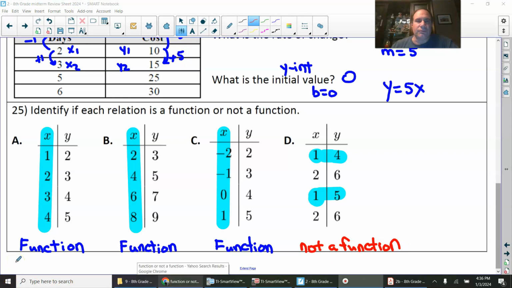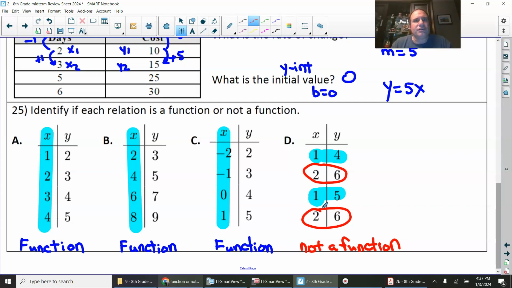Every x must have its own y, and if it doesn't, that means the x is attached to two output values, and that cannot be, right? So 1 can't be going to 4 and 1 going to 5 at the same time. If you removed one of them, then it would be a function. But you notice that 2 goes to 6, and then 2 also goes to 6 again? Well, that's allowed.